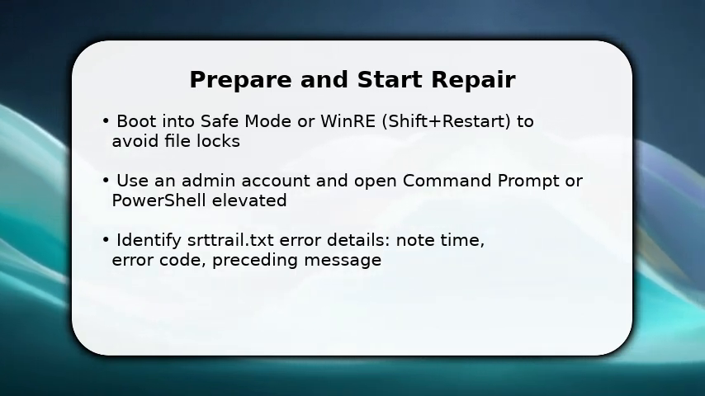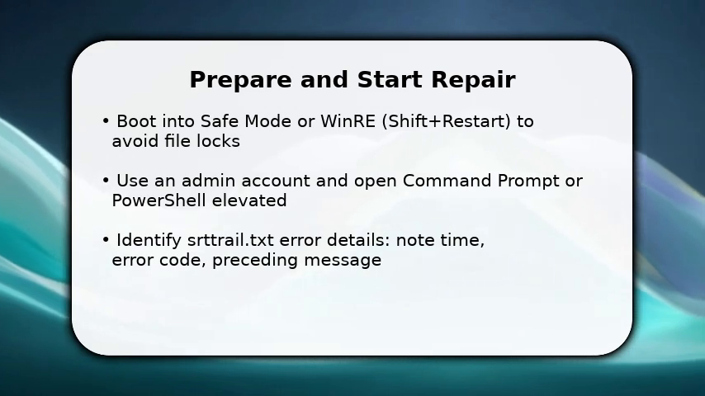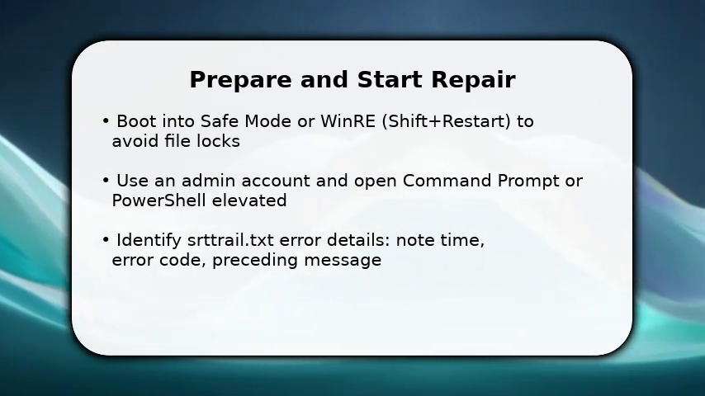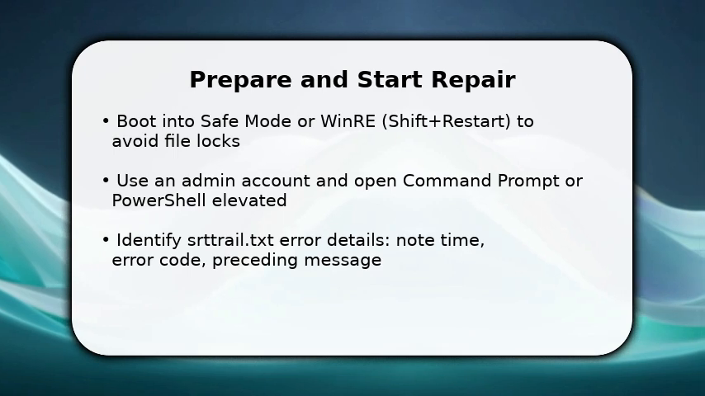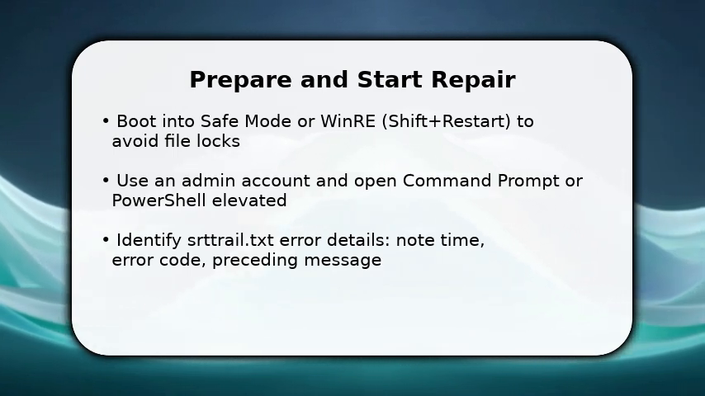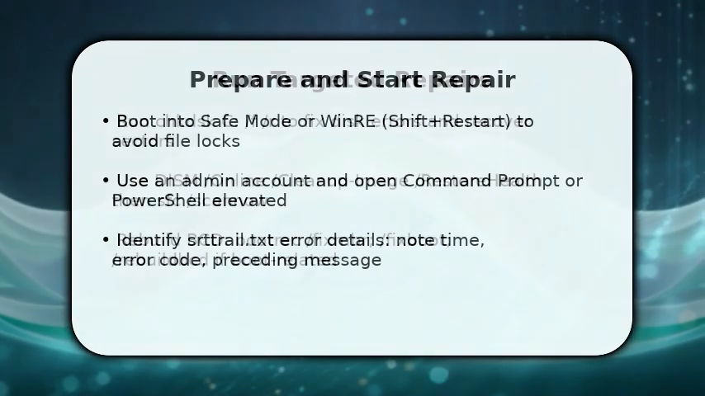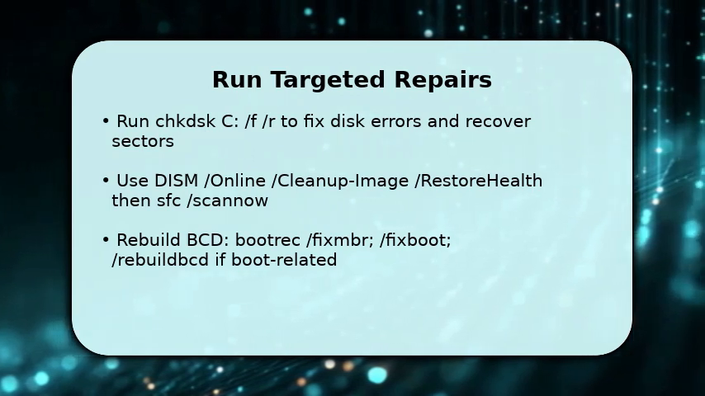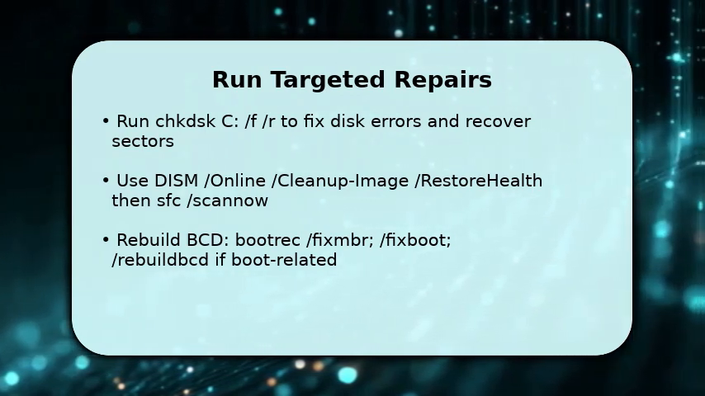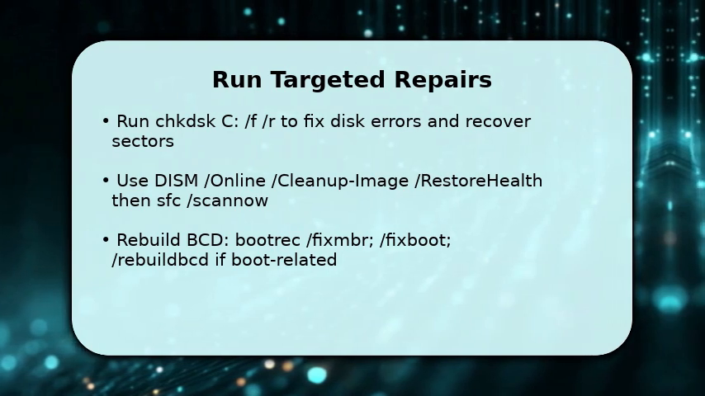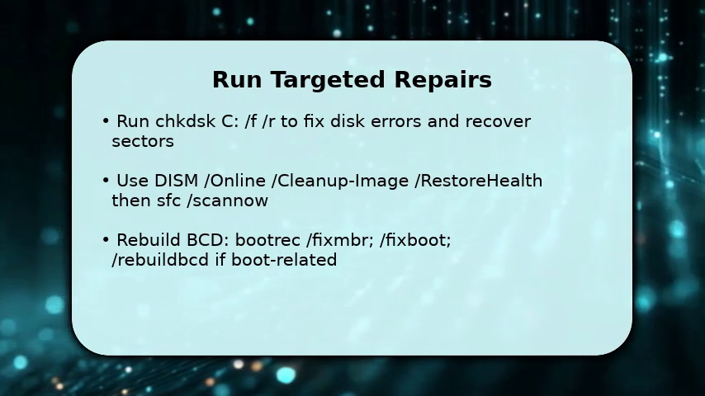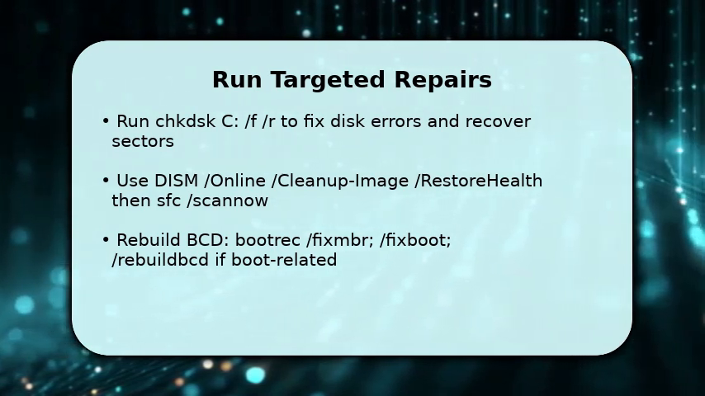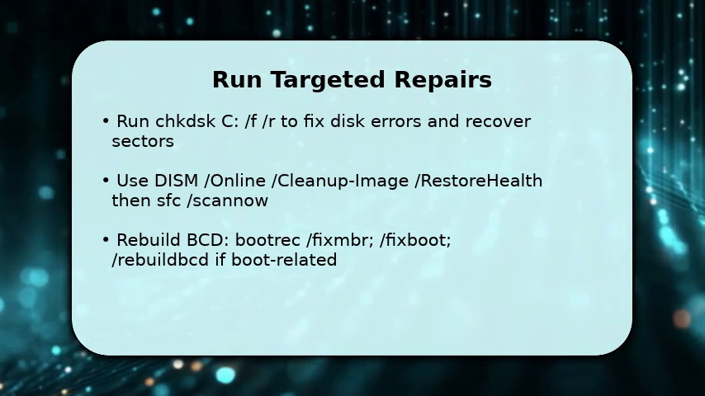Now that you have access and the error details, proceed to targeted repair commands. You'll run disk and system repairs in sequence to address most causes. First, execute chkdsk c: /f /r to repair file system and bad sectors. Be patient, it can take a long time. Next, run DISM to repair the component store, followed by sfc /scannow to restore protected files.